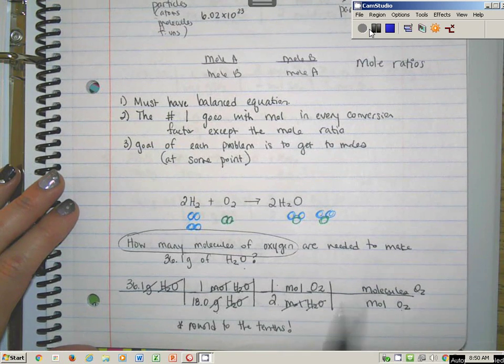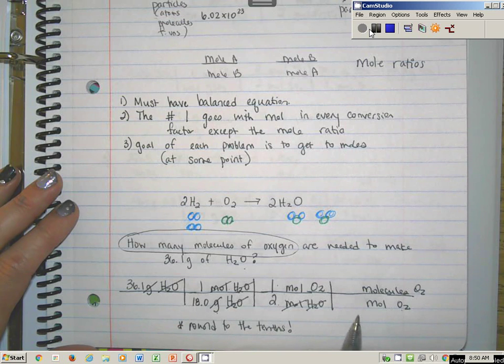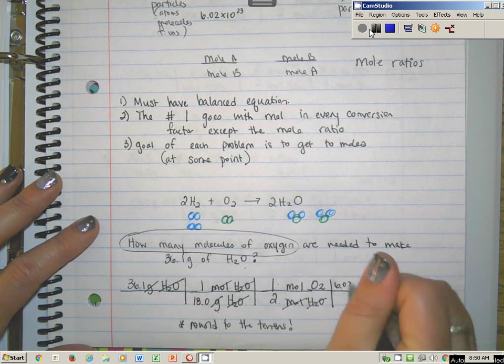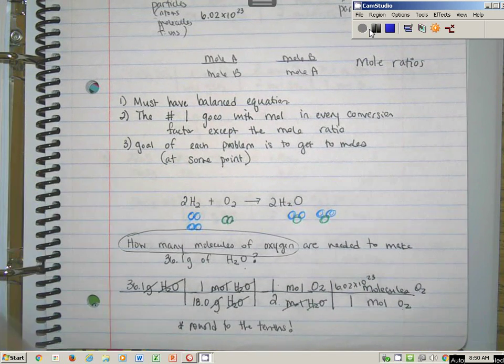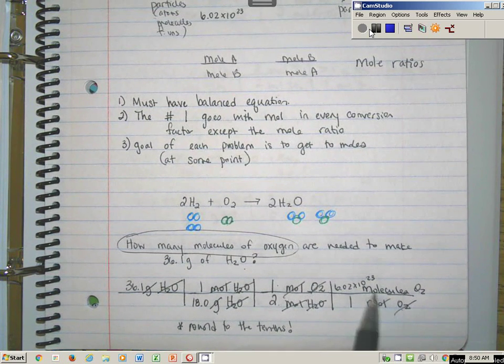So, how do I know where to put the 6.02 number? How do I know that, Ricky? Very good. He said because we know that we always put the number 1 with moles, unless it's a mole ratio. And it's not. That was right here. So 1 mole to 6.02 times 10 to the 23rd molecules of O2. Okay? So moles cancels, oxygen cancels. I'm left with molecules of oxygen.